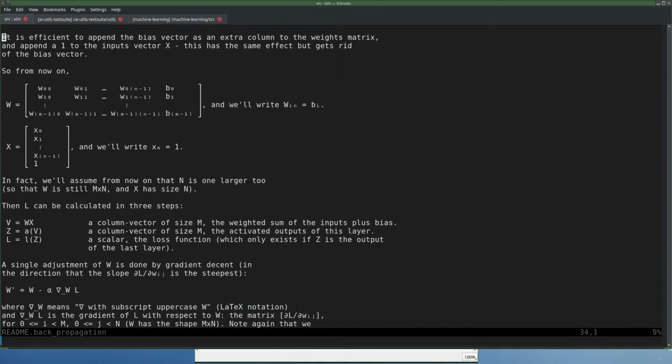It is efficient to append the bias vector as an extra column to the weights matrix. I'm still a little bit in doubt about that, by the way, because why is not everyone doing that otherwise? And append the one to the inputs vector. This has the same effect, but gets rid of the bias vector. So from now on, we add the bias vector as the last column to the weights matrix, and then an extra one to X, which are the inputs. And now we can just talk about V as WX instead of plus B.